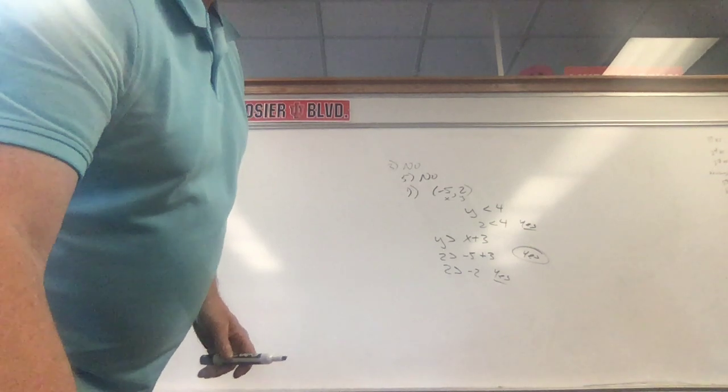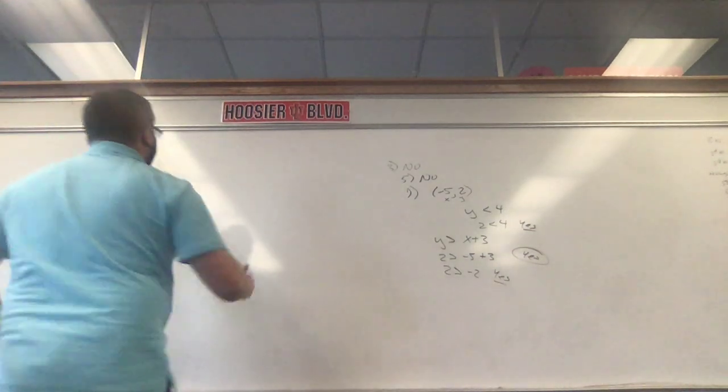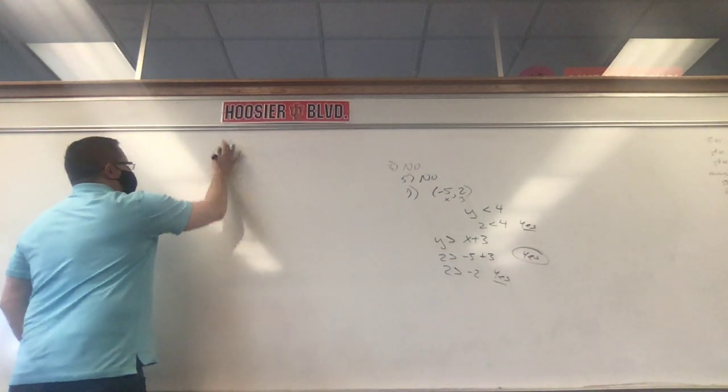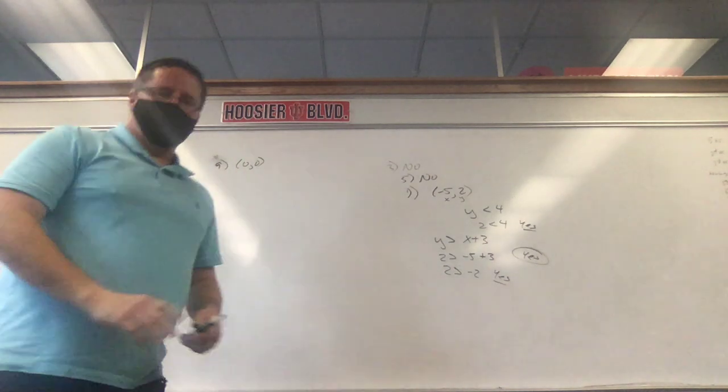Number 9, 0, 0. That'll be an easy one. So they give you the point 0, 0. Well, don't get any easier than 0, 0.